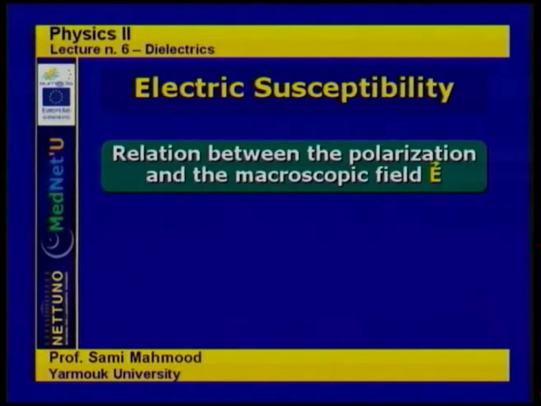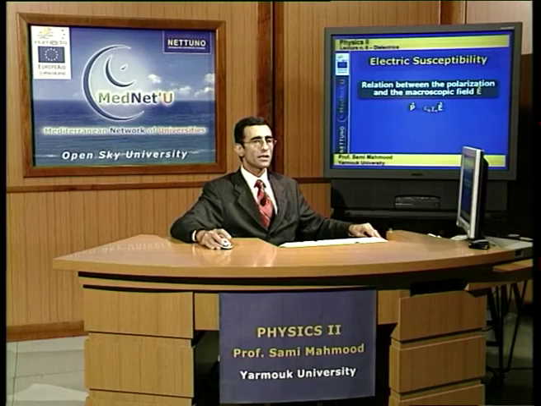And thus, the relation between the polarization and the macroscopic spatial field E can be derived directly from the previous argument and from the previous equations. We get the relation: the polarization in the dielectric is equal to epsilon naught times the electric susceptibility chi sub E, times the macroscopic field E set up by all the charges surrounding the location or the molecule in the dielectric.